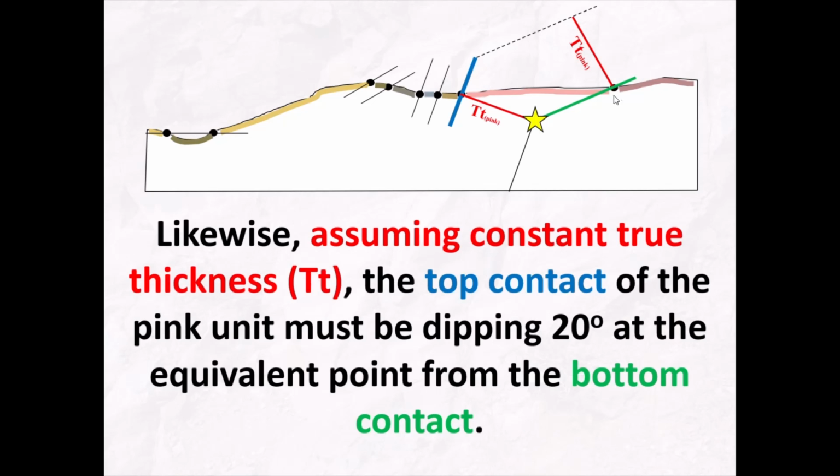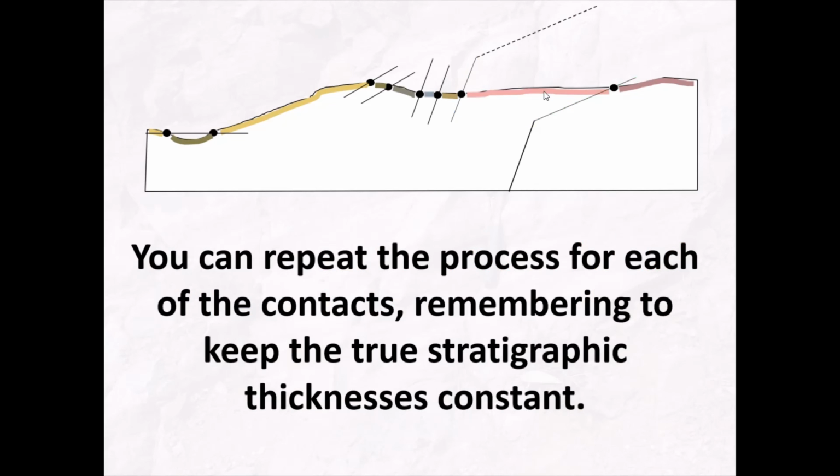So you can see that the thickness here between the top and the bottom of the bed is the same as this thickness here. So in order to maintain constant stratigraphic thickness for this unit, I have to bend, I have to kink these beds around in this fashion. Okay, so you can watch that several more times.